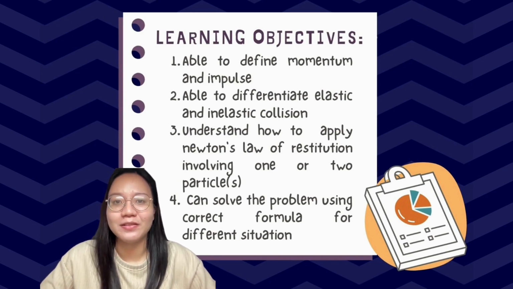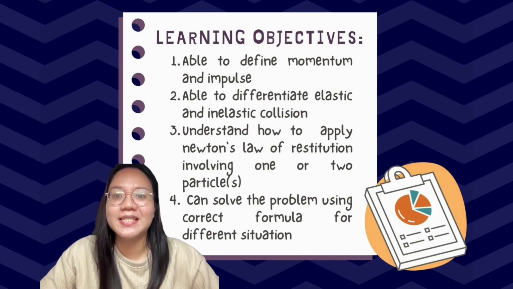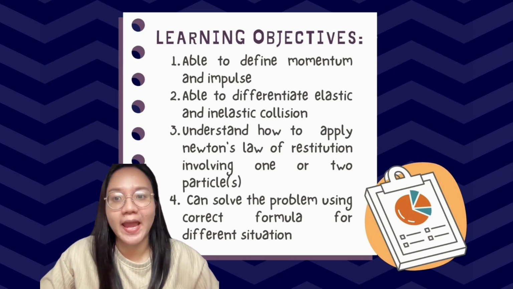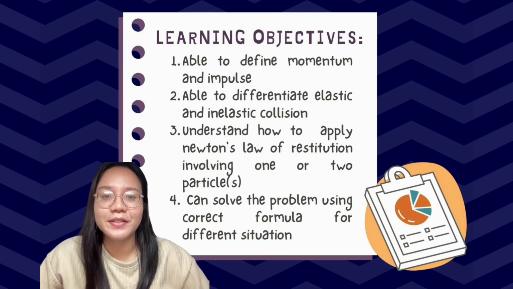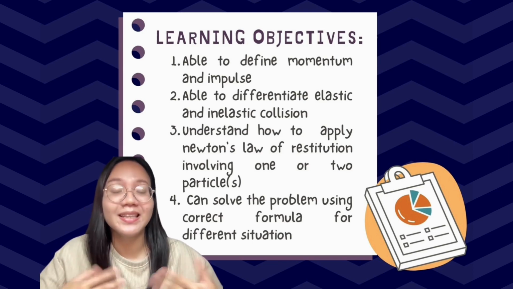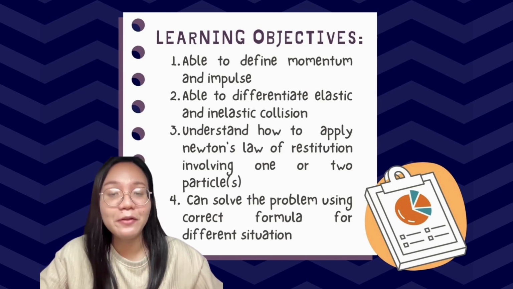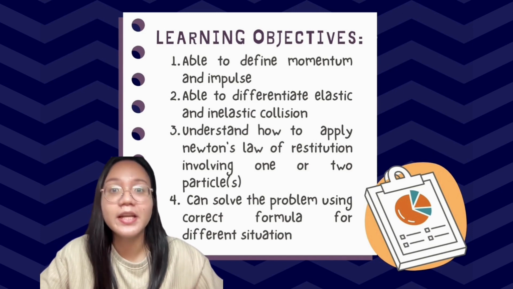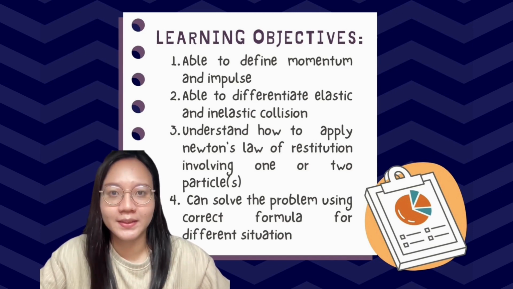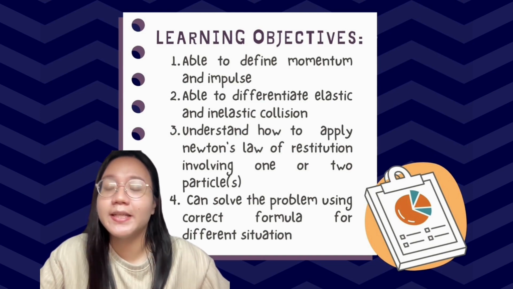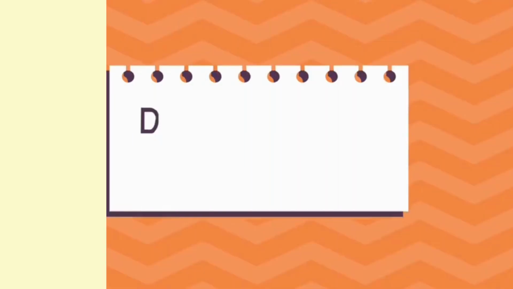Before we start our lesson, let us see the learning objective for this chapter: momentum, direct impact, and impulse. First of all, students are able to define momentum and impulse. Second, students will be able to differentiate elastic and inelastic collision. Third, students will understand how to apply Newton's law of restitution involving one or two particles. Lastly, students will be able to solve the problems using the correct formula for different situations.